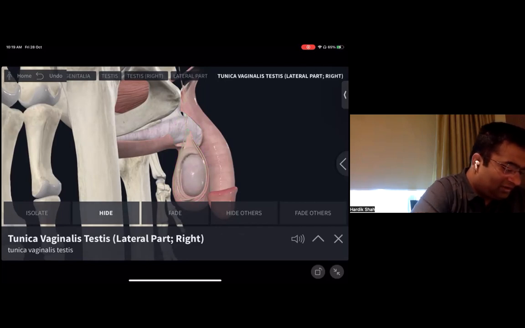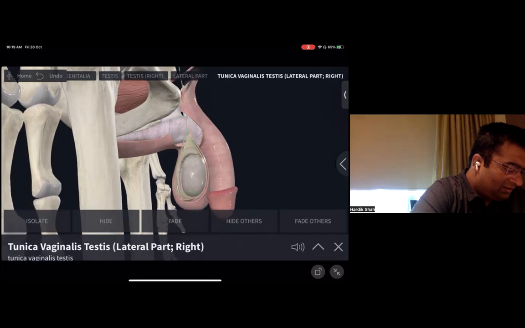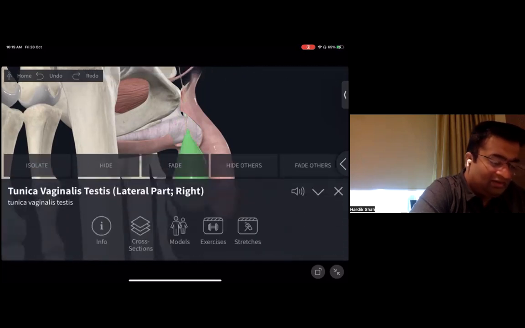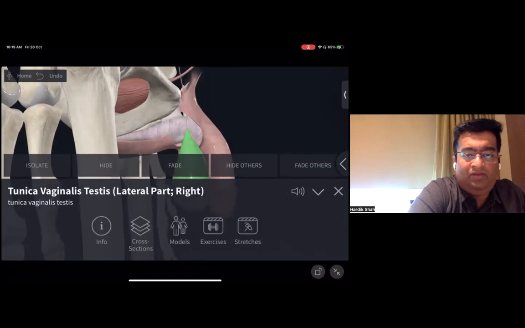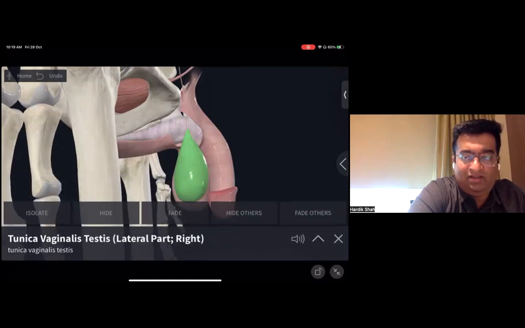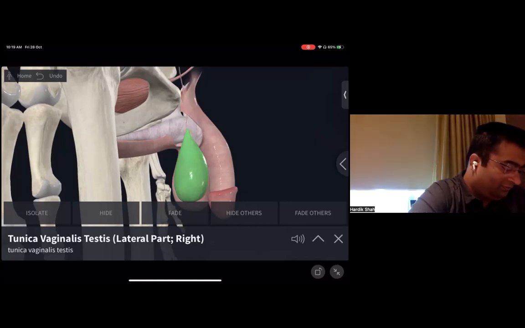If you can just see this labeling, this is called the tunica vaginalis, which is actually the proof of the abdominal origin of the testes, because tunica vaginalis is basically a part of the peritoneal covering. This you learn in higher grade. So the presence of tunica vaginalis around the testes is evidence that the testes are actually abdominal in origin.